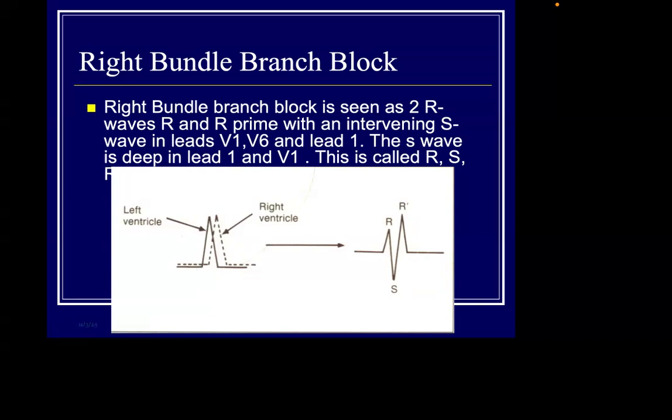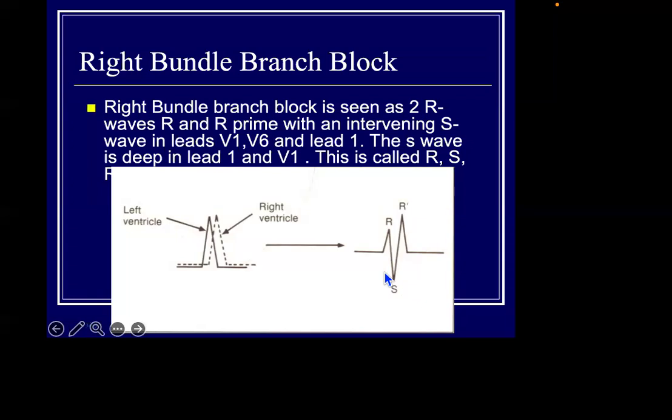And vice versa will occur in left bundle branch block with minor differences. So this is called RSR. This is what you will see in lead V1, right? This is the RSR. Yani, we have two R waves. This is the first R wave, and this is the second R wave, and the two R waves are intervened by an S wave.